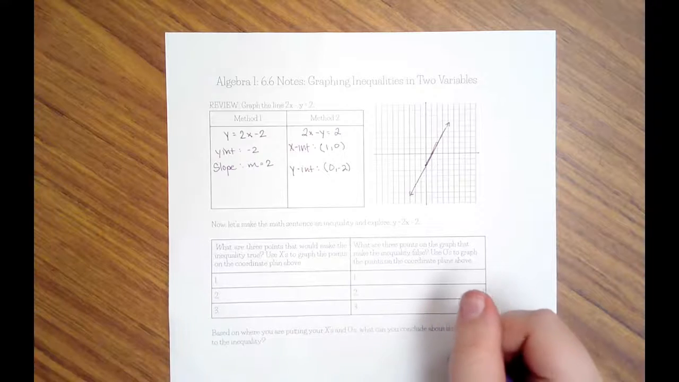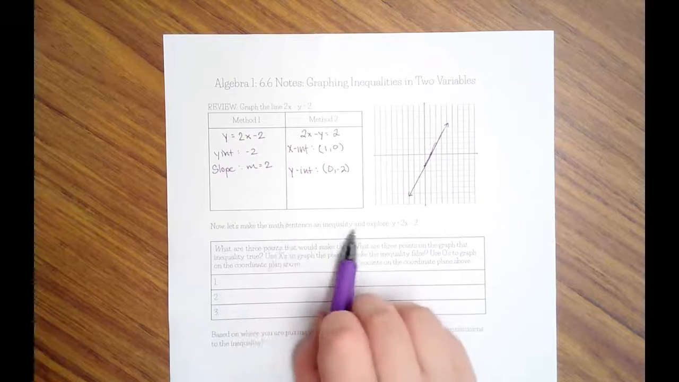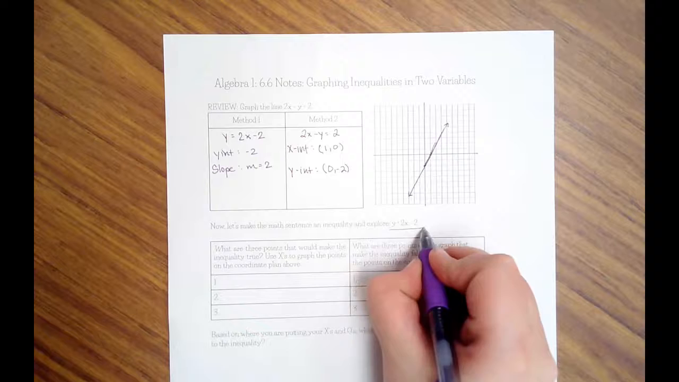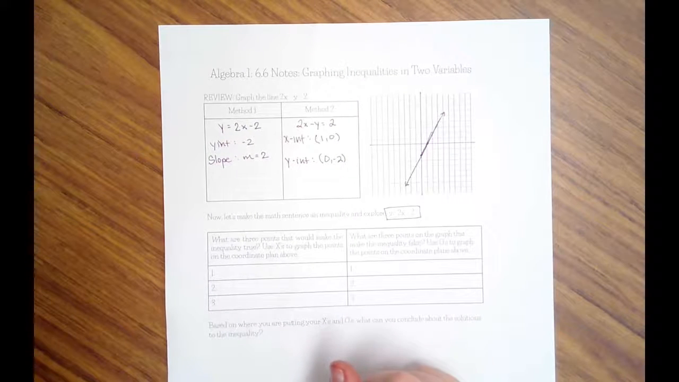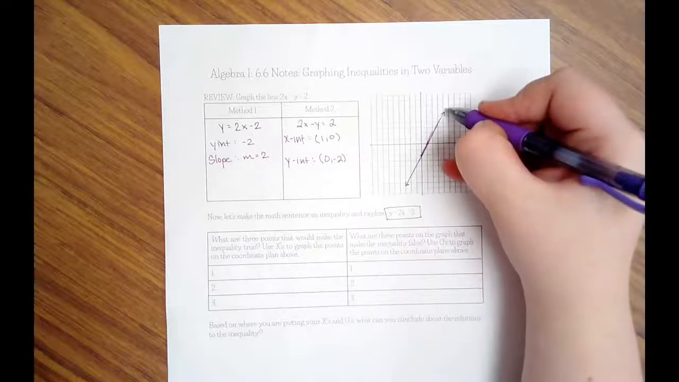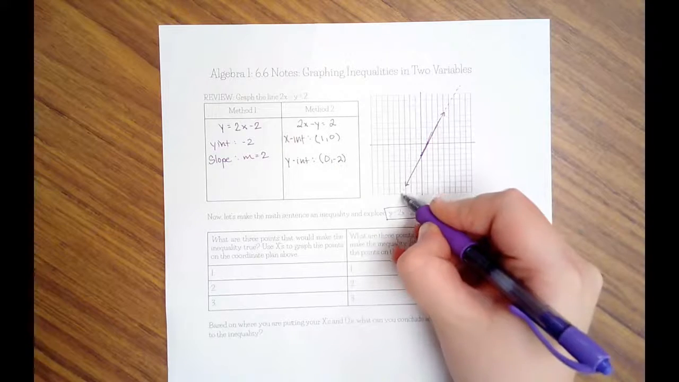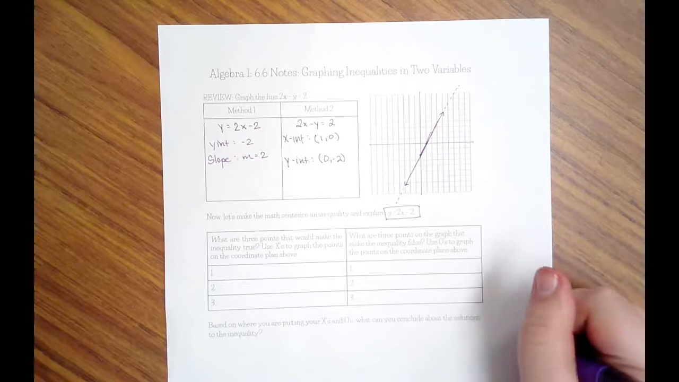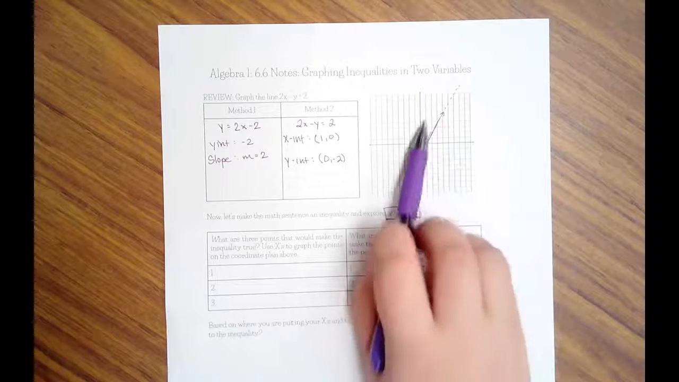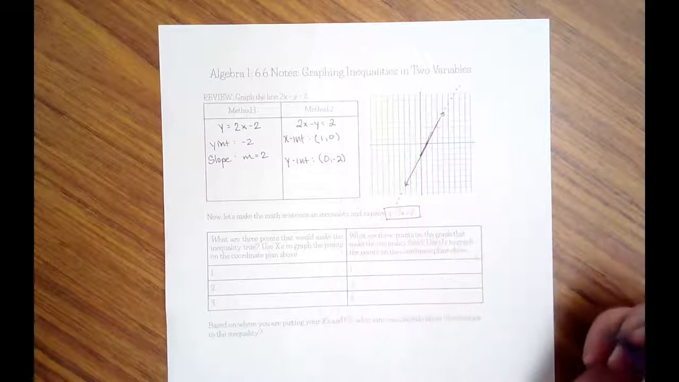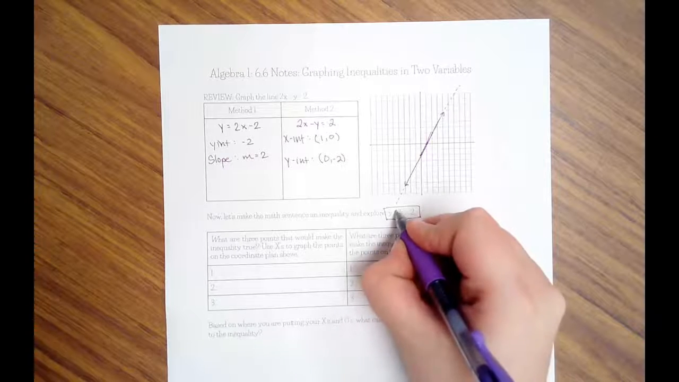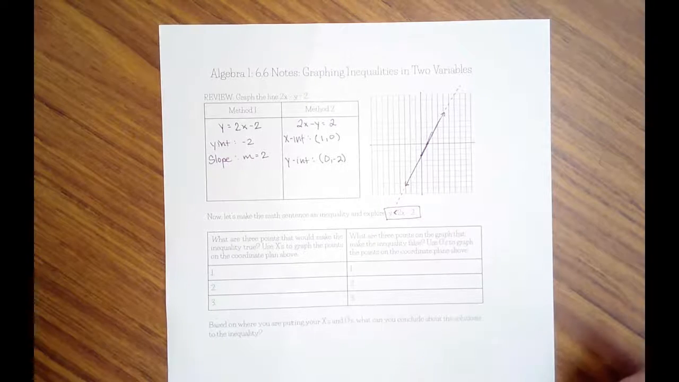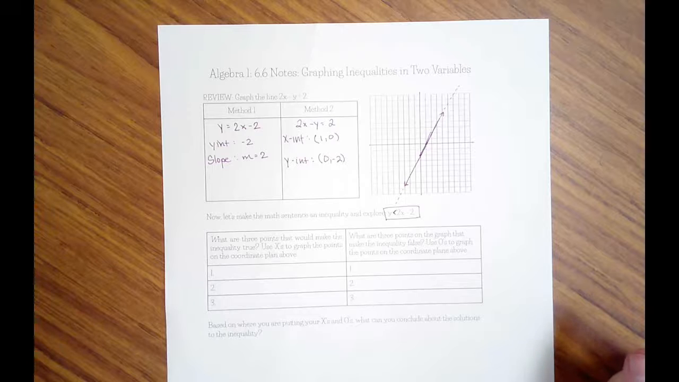Now let's make that an inequality and use this idea. This is y is less than 2x minus 2. Now, we still have the same line, but now we have an inequality. What the inequality says is I'm going to shade some area of this graph in order to fulfill the inequality. This inequality is a little hard to see, so I'll make it a little easier there. So how do I find which side of the line works? Well, let's start plugging in some points.